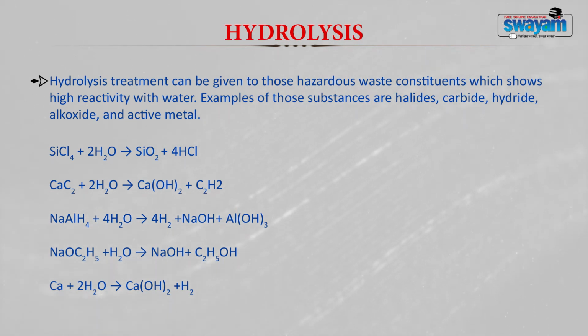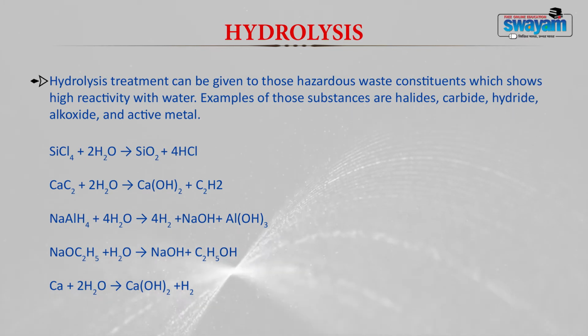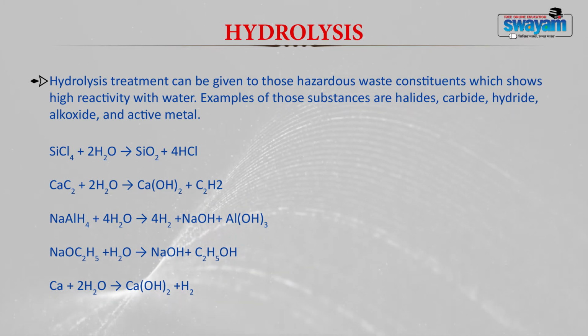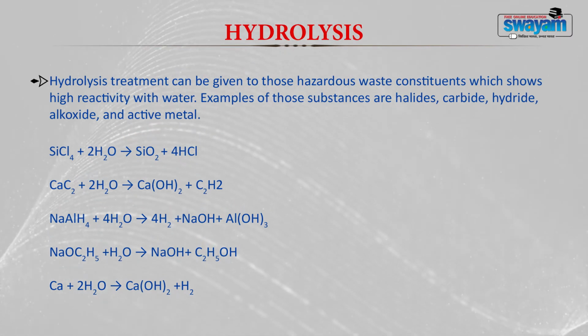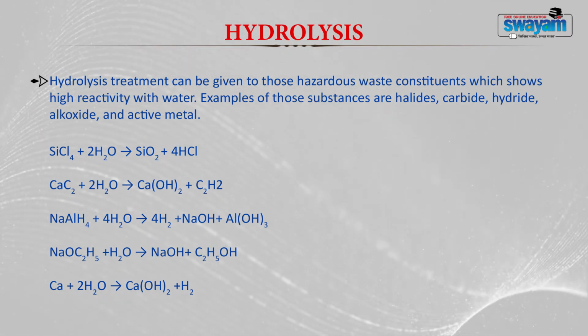NaAlH4 plus 4H2O will give you 4H2 plus NaOH plus Al(OH)3. NaOC2H5 plus H2O will give you NaOH plus C2H5OH. Calcium reacts with 2 molecules of H2O to give calcium hydroxide and H2.